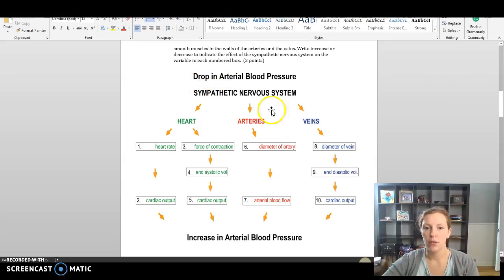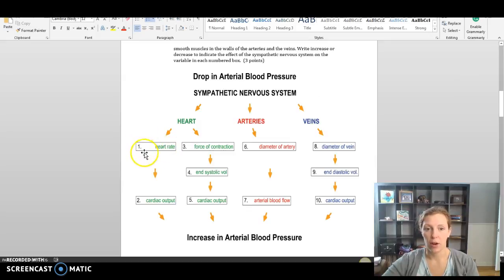The sympathetic nervous system then creates changes. It changes your heart, it changes your arteries, and it changes your veins. So in each of these boxes where there's a number, you'll be filling in increase or decrease. So when you have a drop in your arterial blood pressure, the sympathetic nervous system makes your heart increase your heart rate or decrease your heart rate. You're filling in the word that's appropriate there.